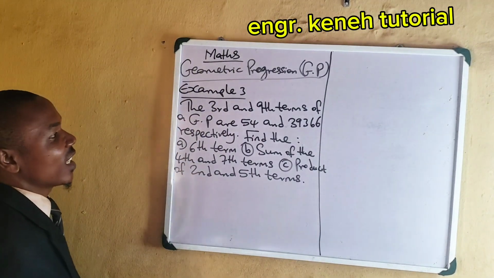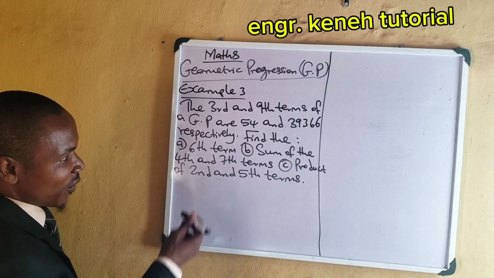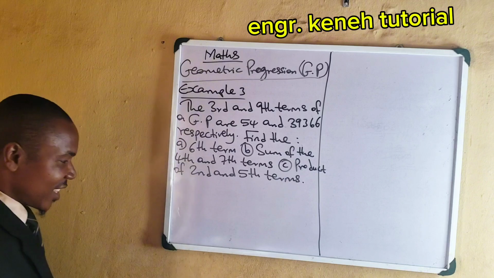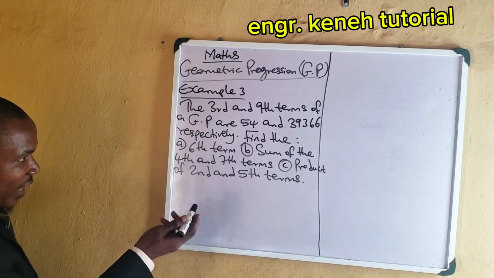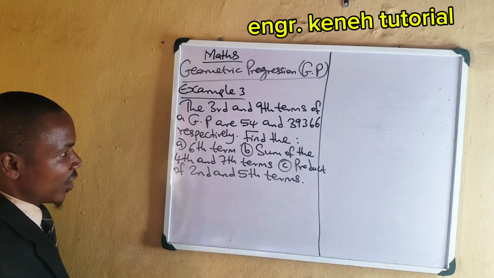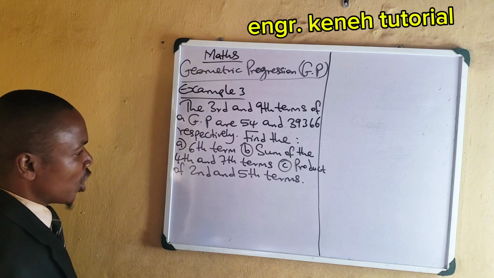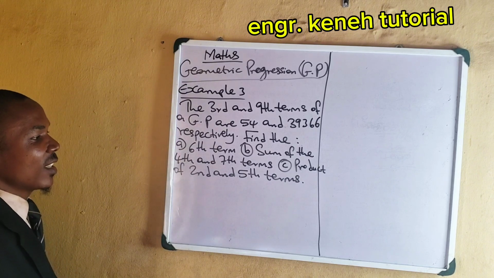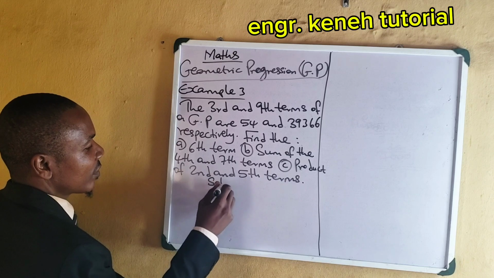Example 3 says the third and ninth terms of a GP are 54 and 39,366 respectively. Find A, the sixth term. B, the sum of the fourth and the seventh terms. C, the product of the second and fifth terms. All right, so we have the solution like this.